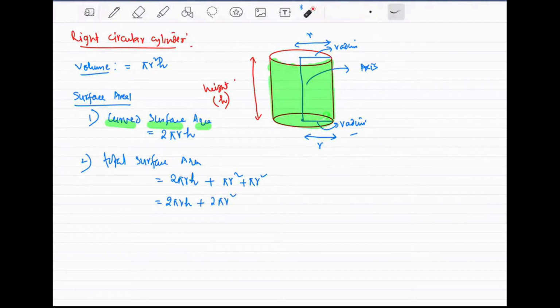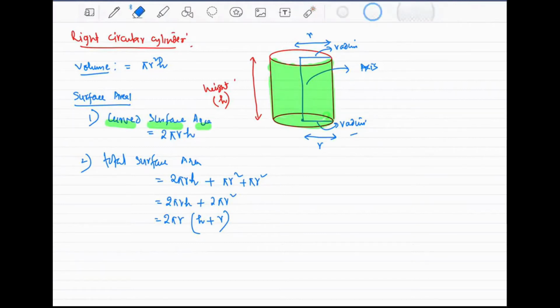What can be taken out as common? 2 pi r we can take out as common. So twice pi r from the first one. What is remaining then? If I take out this, h is remaining. So we will have h plus r, since 2 is taken away, pi is also taken away, and one of the r is also taken away. That means there will be an r remaining, right? So this is for total surface area. This is for curved surface area. Curved surface area is the part that I'm shading.